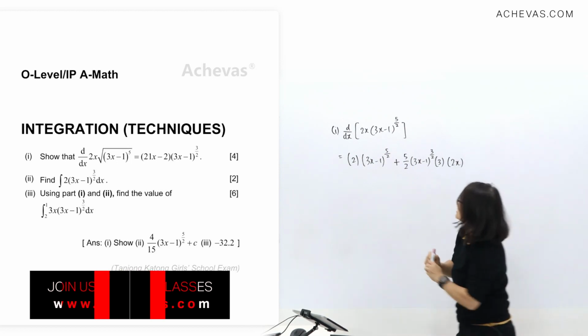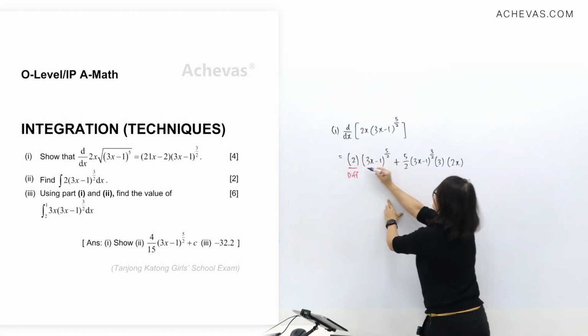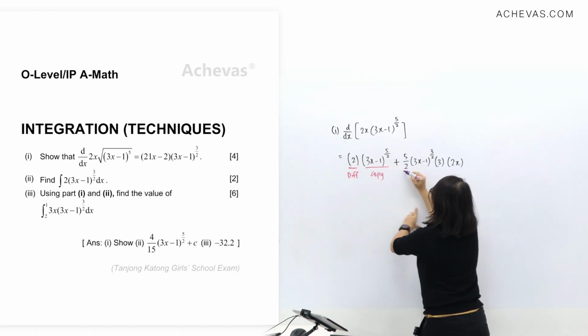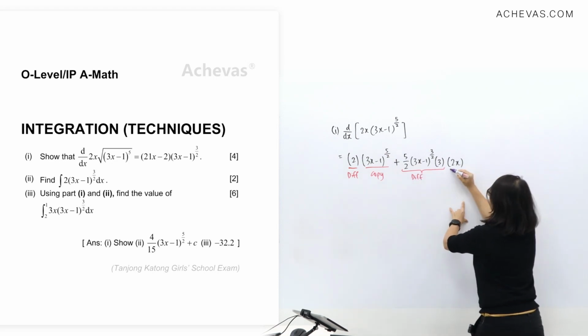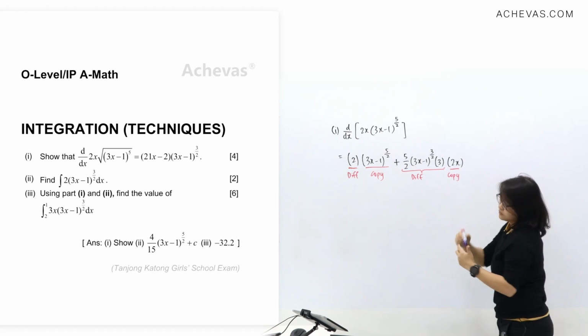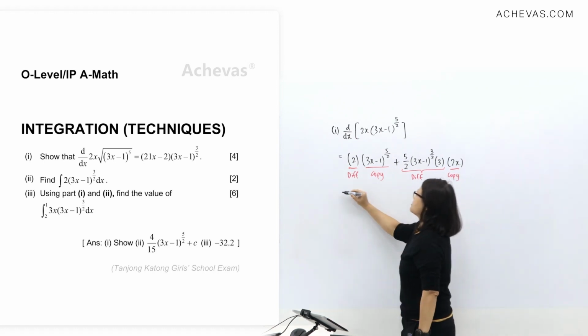Now just to let you see, this is how you do a product rule. This is a differentiation. Just copy. This whole thing is a differentiation. And this one is copy. Okay, now let me write down the simplification.